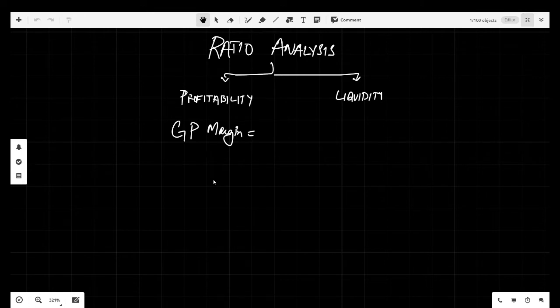Gross profit times 100 divided by revenue. Gross profit over revenue times 100. So remember this: whenever we use the term margin, it means that thing is being divided by revenue. It tells me that per rupee or per dirham or per dollar of revenue that I've earned, how much of it is profit. And obviously a business with higher gross profit margin is better.